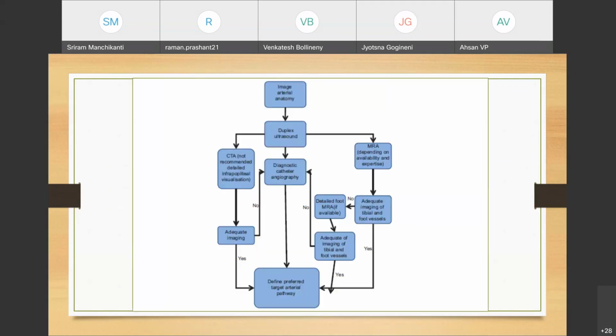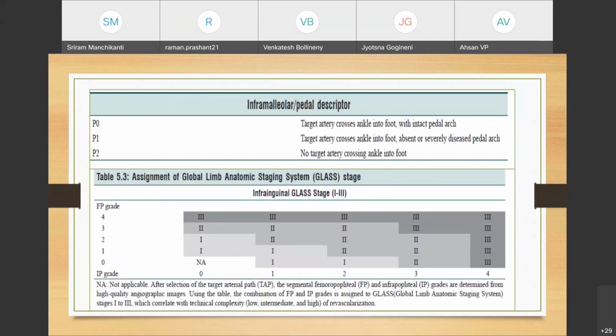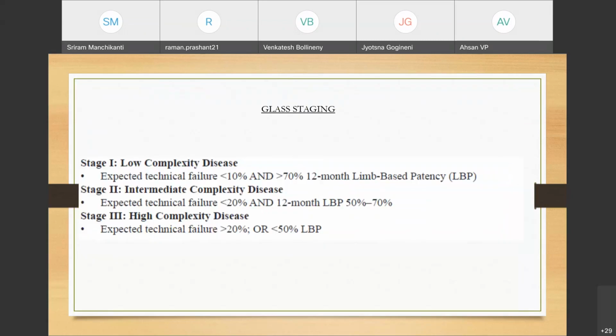This I have taken from one of the articles. It says that CTA is not usually recommended because of the poor infrapopliteal visualization. So certain patients can go directly for a diagnostic catheter angiography or MR angiography, depending on availability. Defining the target arterial pathway is an important characteristic. Normally the GLASS classification and grading is done, and based on this grading you have the extent of the complexity. A high complexity disease means an expected greater failure rate of more than 20%, which also correlates with limb-based patency and rates of limb loss in these patients.